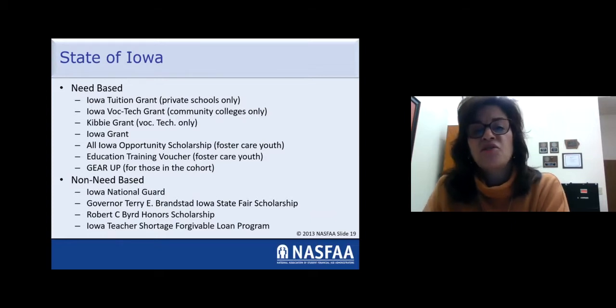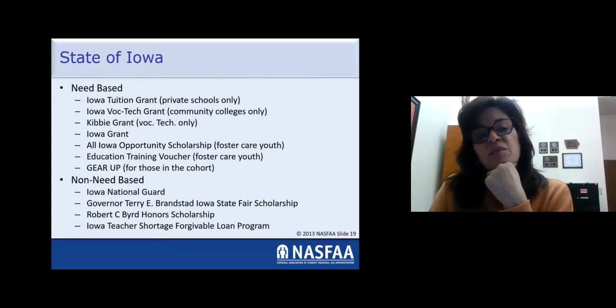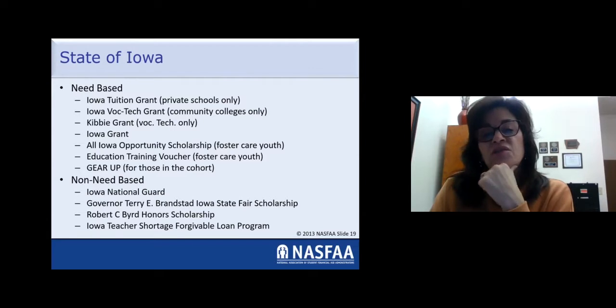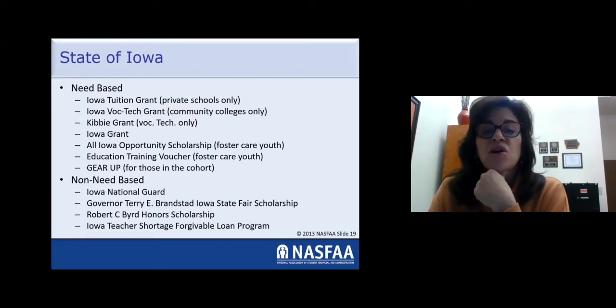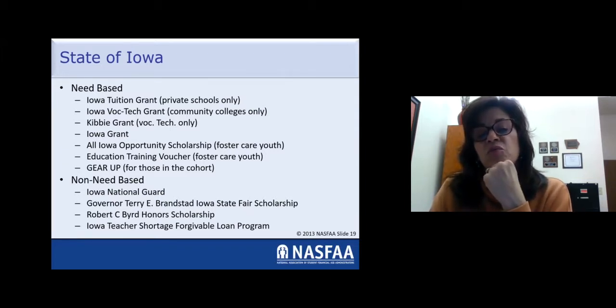All Iowa Opportunity Scholarship is for foster care youth. There are education training vouchers also for foster care youth, and then Gear Up for those that are in the Gear Up cohorts. And then non-need-based state of Iowa funds would be the Iowa National Guard, the Governor Terry E. Branstad State Fair Scholarship, Robert C. Byrd, and then Iowa Teacher Forgivable Loan Programs.